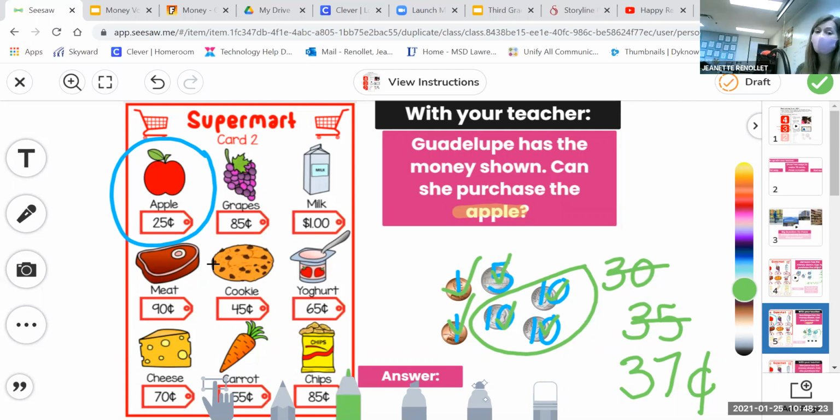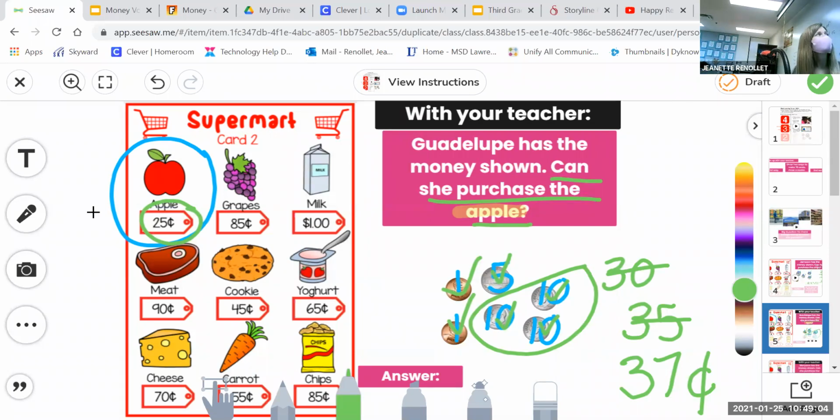Now we need to go back to our question. Our question says, can she purchase? Can she buy the apple? The apple cost 25 cents. She has 37. So think about comparing amounts. It cost 25. She has 37. Does she have enough to buy the apple? She has more. She has more than 25, right? So can she buy the apple? Yes, she can.